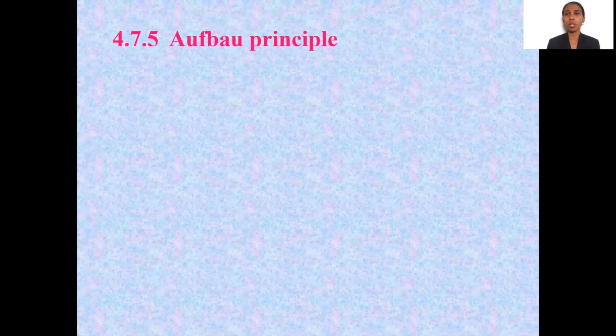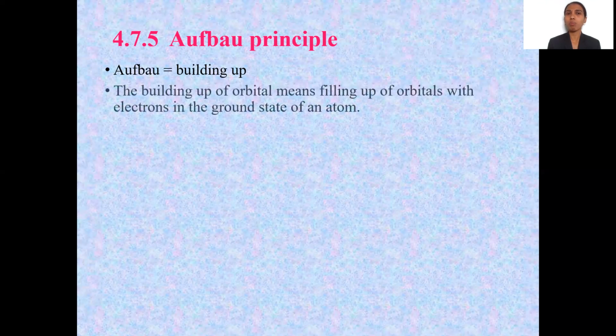Now the next very important point of this chapter is the Aufbau principle. Now what is the meaning of this word Aufbau? Meaning is the building up. Now the building up of orbitals means filling of orbitals with the electrons. Orbitals build करायचे means what? की we have to fill the orbitals with the electrons in the ground state of an atom.